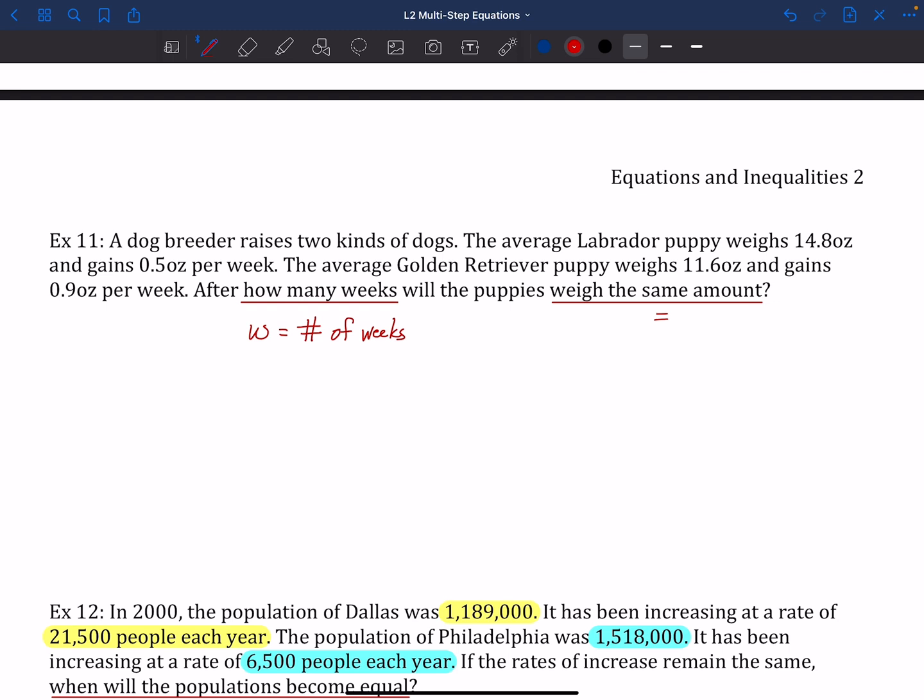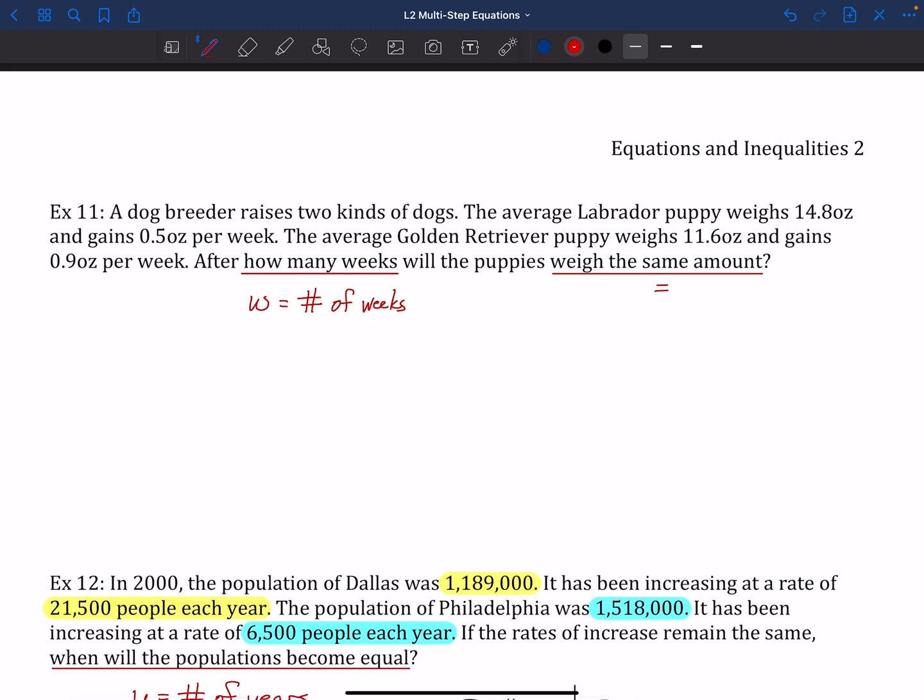Right? So in this case, the average Labrador puppy weighs 14.8 ounces and gains 0.5 ounces per week. The Golden Retriever puppy weighs 11.6 and gains 0.9 ounces per week. Right? So one of the best ways that I found to do these is to set it up with words in a way first and then plug the numbers in. Right? So we've got the Lab puppy. We want to know when it's equal in weight to the Golden Retriever puppy.